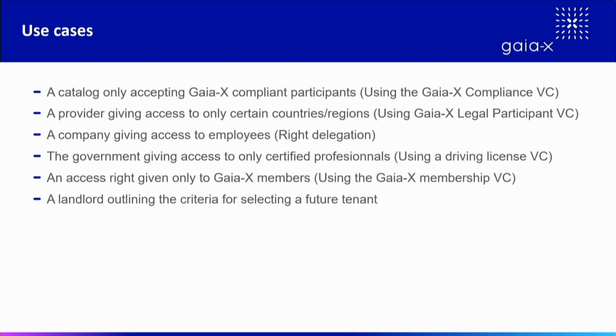Also, for example, a company giving access to employees, in the case of right delegation, or a government giving access to only certified professionals, for example for a job offer, looking for a driver license. You're going to see that example more in depth afterward. Or an access right given only to Gaia-X members, using, for example, the newly defined Gaia-X membership VC, one of the surprises, the new things we've developed just recently. You've seen the flyers in the venue. Or something very simple, it doesn't have to be related to business. It can be just a landlord outlining the criteria or restrictions for selecting a future tenant. You're going to also see this example right after.